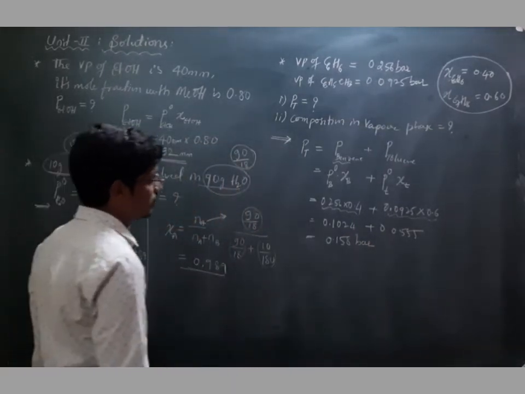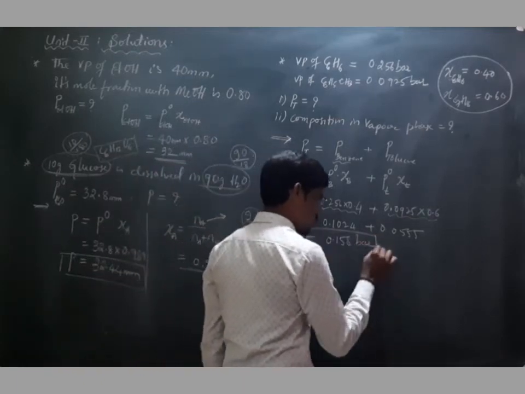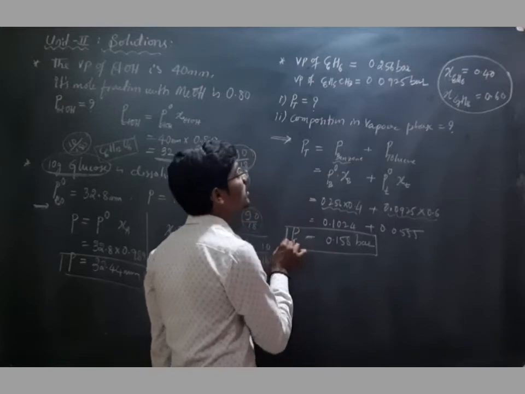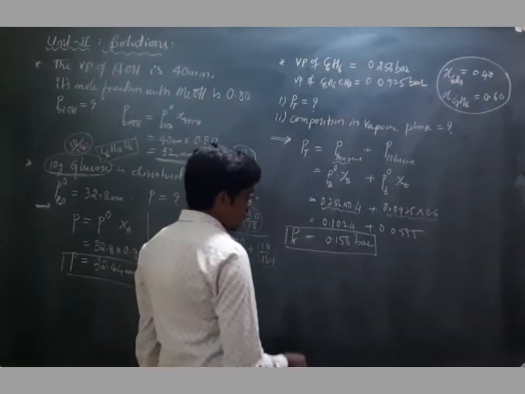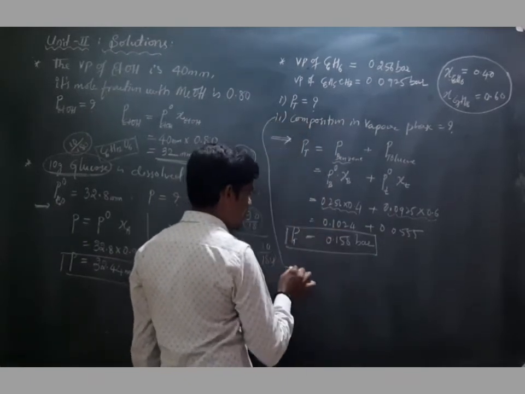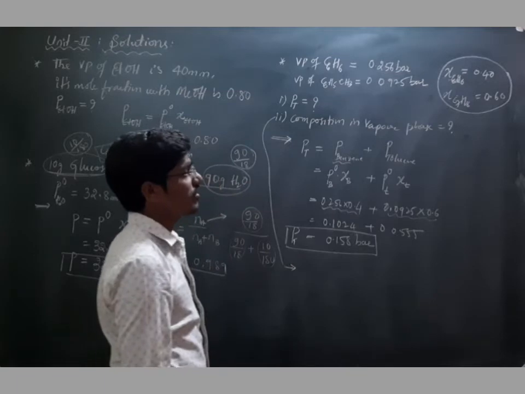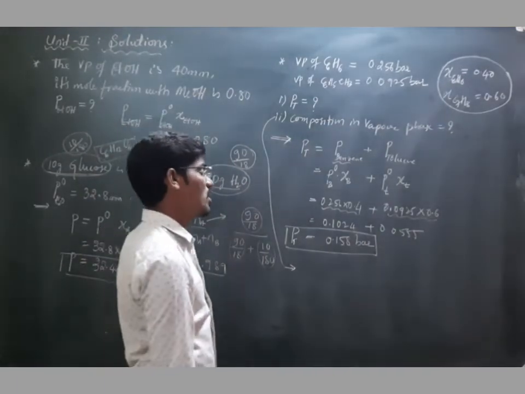0.158 bar. This is the total vapor pressure of the solution formed by the mixture of benzene and toluene. Now, what will be the mole fraction? The second one is the composition of the vapor phase. Please note this, it is an important formula.